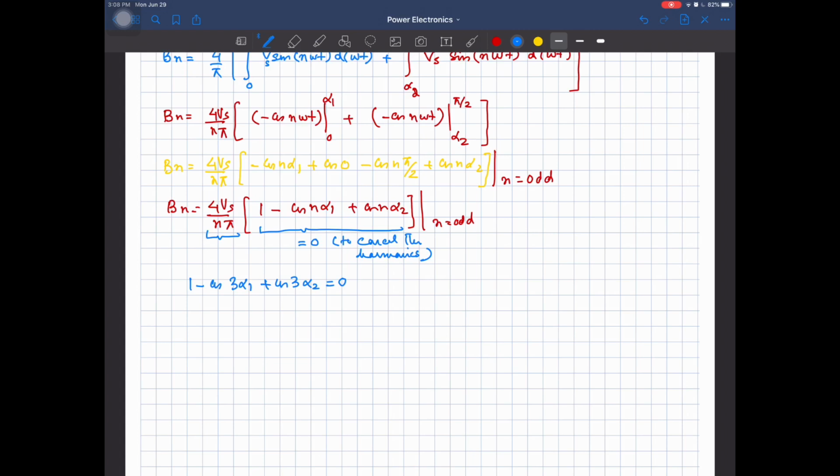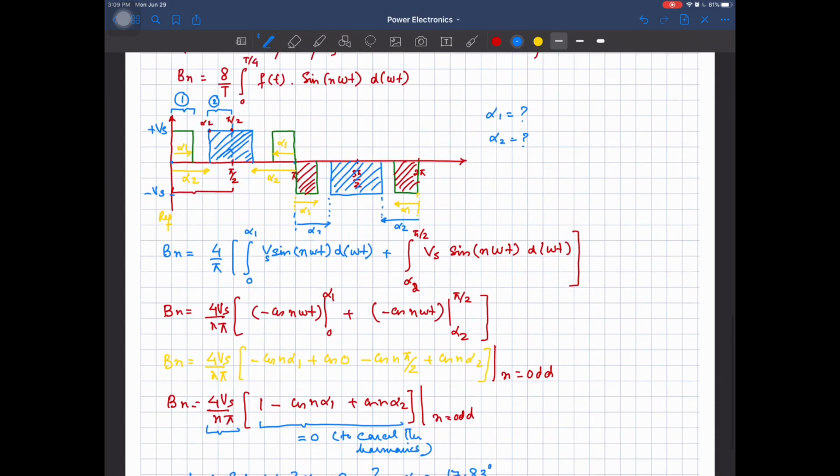And now if I want to cancel out the fifth harmonic, I can write 1 minus cos 5 alpha 1 plus cos 5 alpha 2, that should be equal to 0. So we have two equations with two unknowns, alpha 1 and alpha 2. Now if we solve these equations using the iterative technique, we can find out the values of alpha 1 and alpha 2, which will ensure that the third and fifth harmonics are absent. So alpha 1 comes out to be 17.83 degrees and alpha 2 will be equal to 37.97 degrees after solving these equations using the iterative technique.